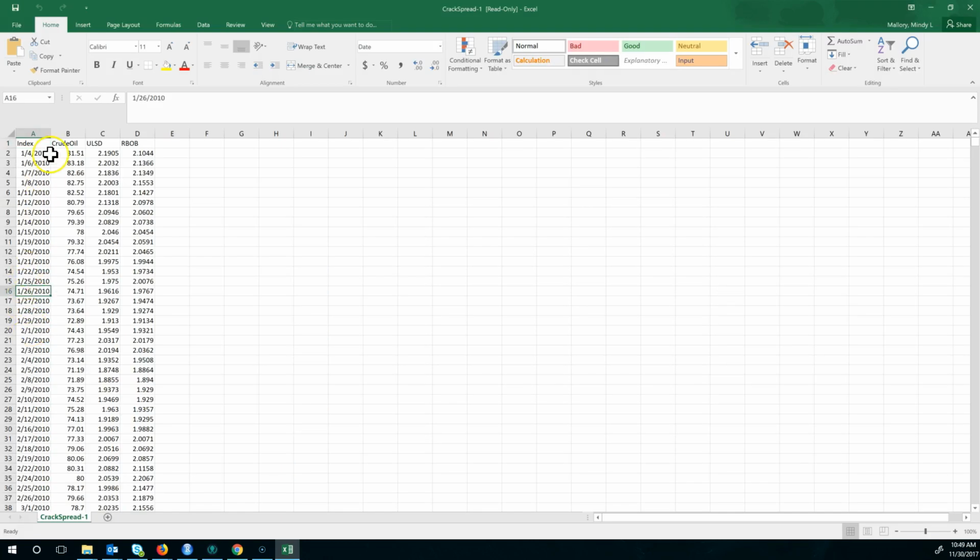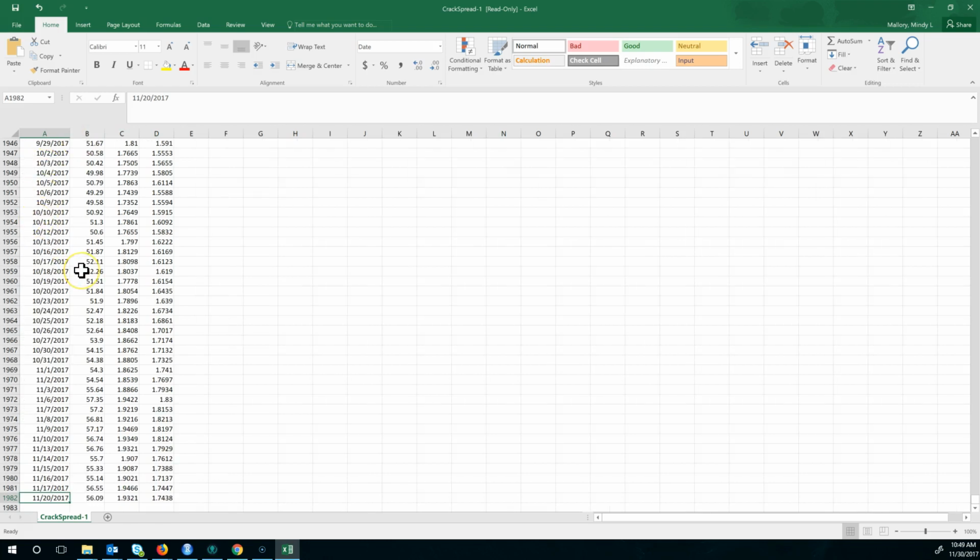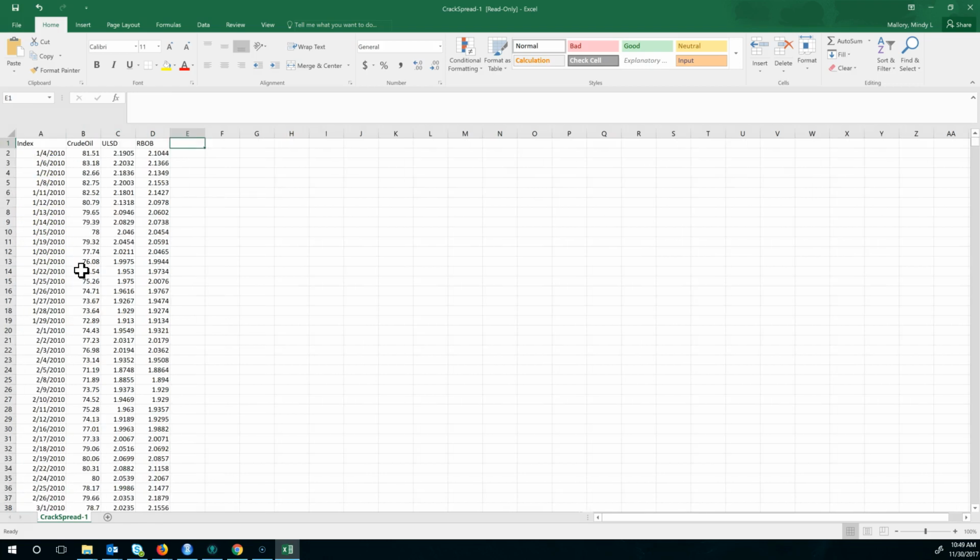So you see here we have crude oil prices, ultra low sulfur diesel, and RBOB prices from 2010 through basically the end of 2017. And the first thing that the exercises ask us to do is to create that crack spread variable. So I'm going to name the column header crack spread, and I'm going to toggle back to the book to remind ourselves what the equation should look like.